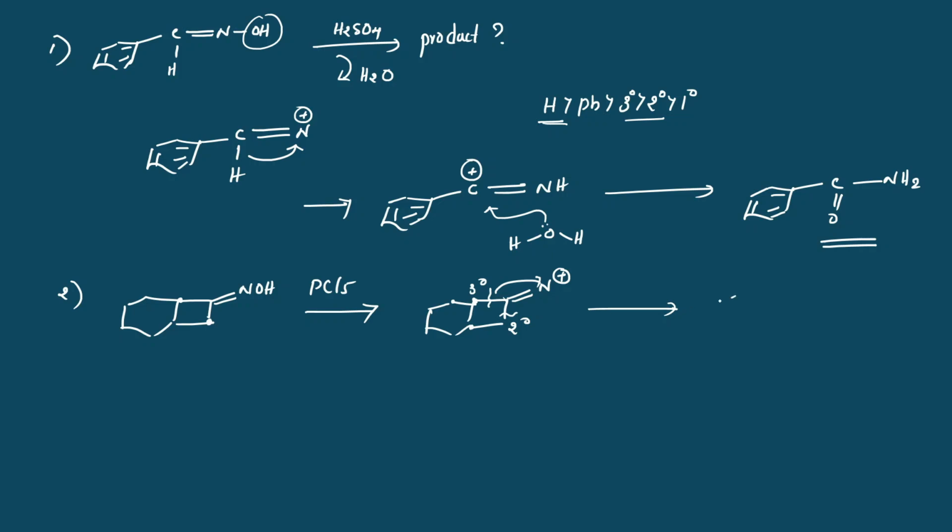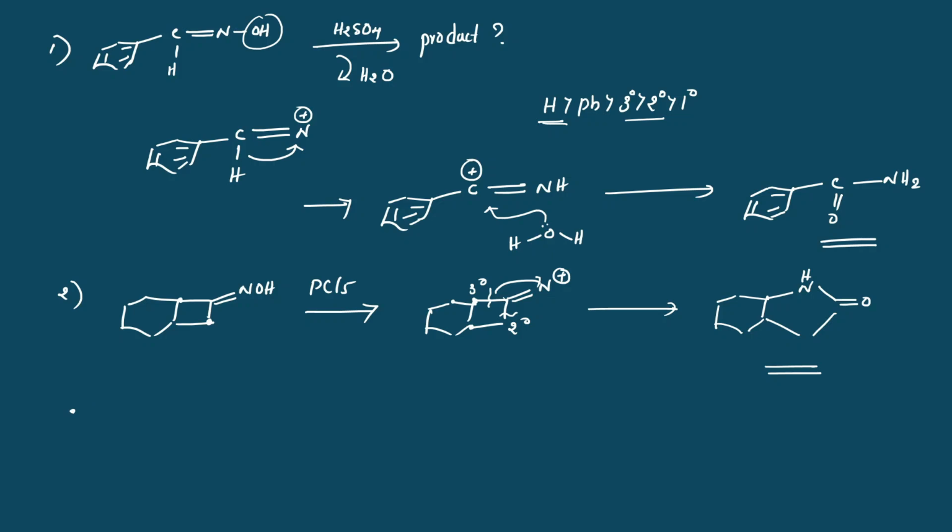So what you will end up with is like this, and this bond will migrate. So you will generate a 5-membered ring. So you can get the final product like this. Okay, so this is the final product.